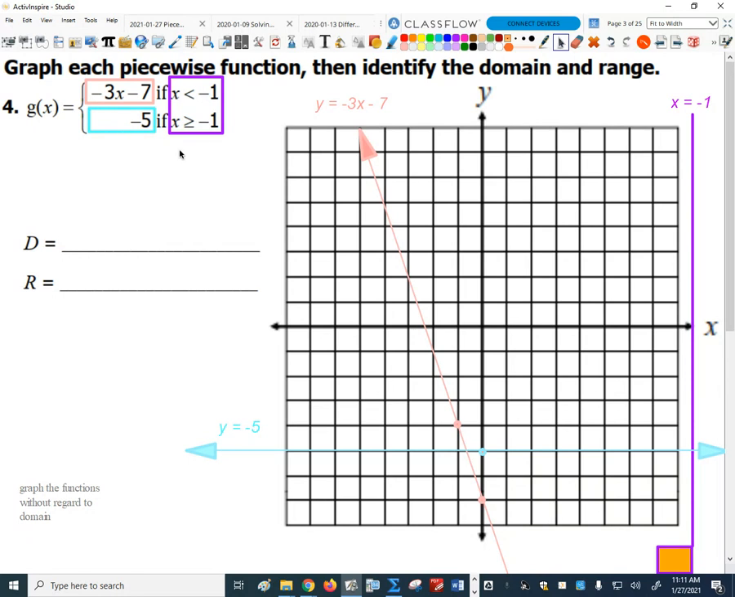But now let's focus on this purple part. So look what's going on here. The top piece is defined for x values that are less than -1, and the bottom piece is defined for x values that are greater than or equal to -1. So what is the x value that acts as a boundary between the 2 pieces? McKenna?